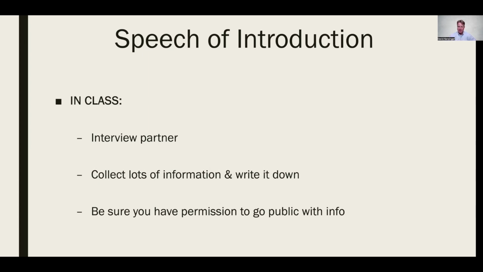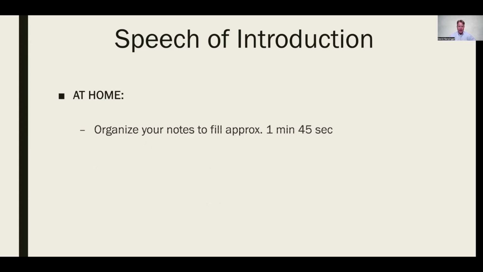So if your partner tells you something that may seem a bit personal, just ask them, oh, do I have permission to share this with the entire class? So this is what we will do in class together. What about when you go home privately? Well, at home, you want to organize this material to fill, like I said, approximately 1 minute and 45 seconds worth of speaking time.